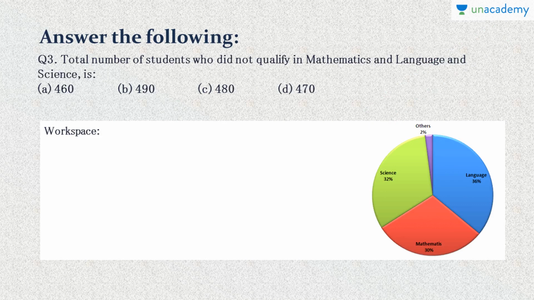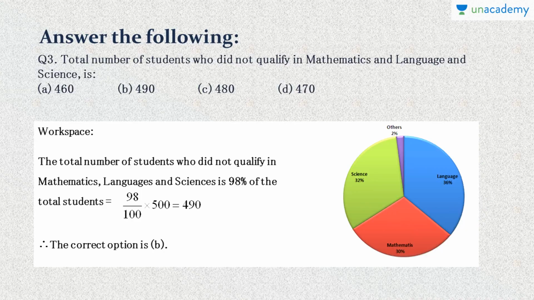Question 3. Total number of students who did not qualify in mathematics and language and science is, okay, so we have to add up these 3, which gives us 98%, and we have to take 98% of 500 to get the answer. 98% of 500 is 490 students. Therefore our correct answer is option B.